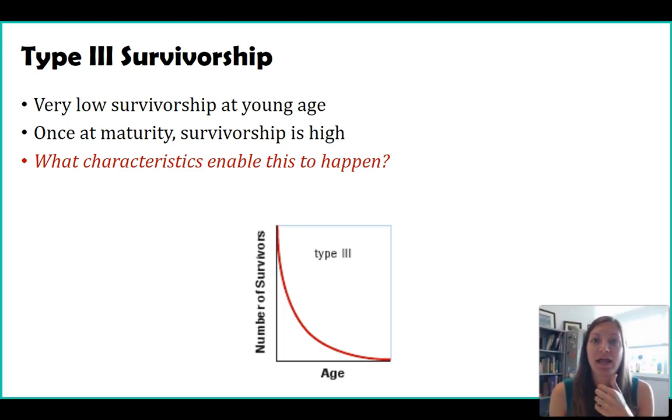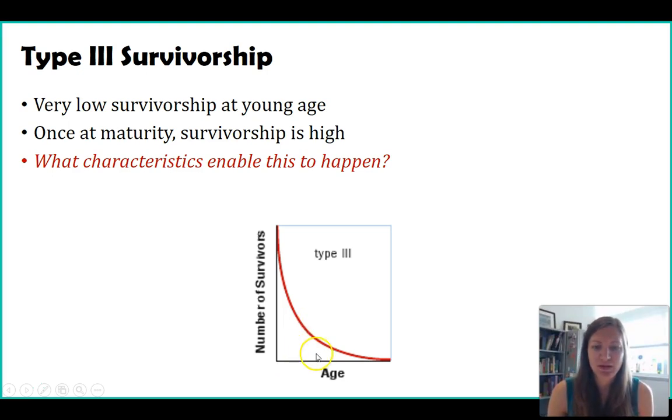If you think about a walnut tree, or an oak tree that makes acorns, that oak tree is releasing tens of thousands of acorns every season. But how many of those actually turn into an oak tree? Very, very few. So the survivorship is very low at a young age.